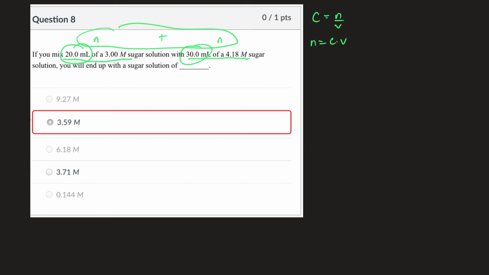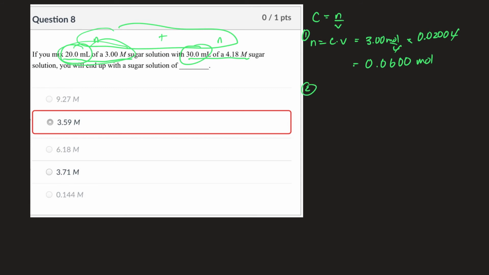So moles is equal to C times V. So for the first solution, the concentration is 3 moles per liter times the volume in liters, 0.0200 liters. There's a decimal there. Liters cancel. So 3 times 2 will be 0.0600 moles. So that's how many moles are contributed from the first solution.